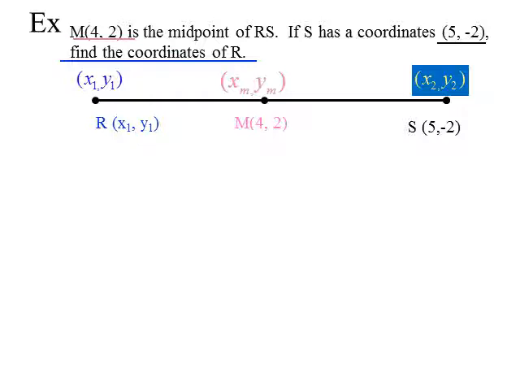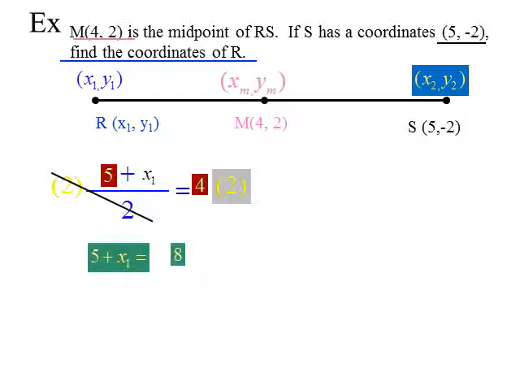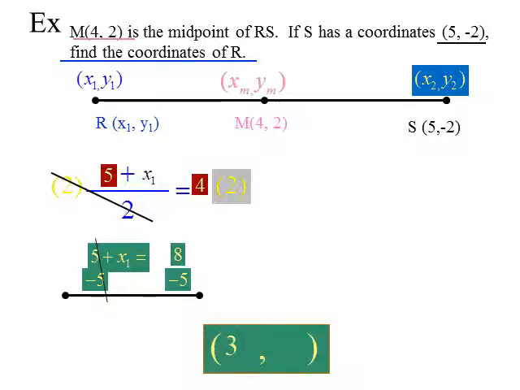Applying the midpoint rule, the x coordinate of the midpoint will be 4, and the y coordinate of the midpoint will be 2, right? Then start with the x coordinate. x1 plus 5 over 2 will equal 4, right? To get rid of this division by 2, I'm going to multiply by 2 on the right and left side, like this. So 2 will cancel 2. Finally, 5 plus x1 equals 8. Then x1 will be 8 minus 5, that means 3. Finally, x1 will equal 3.